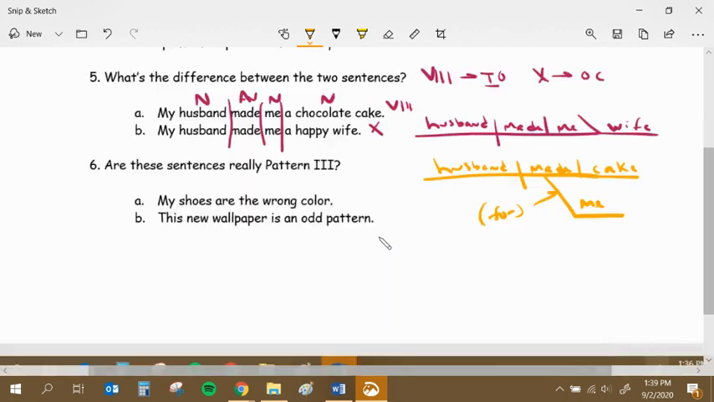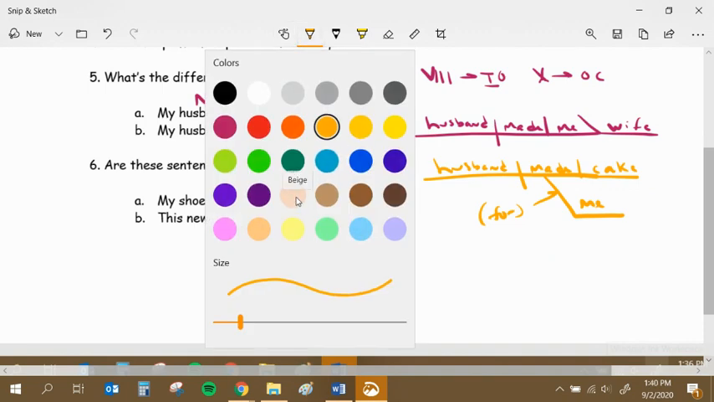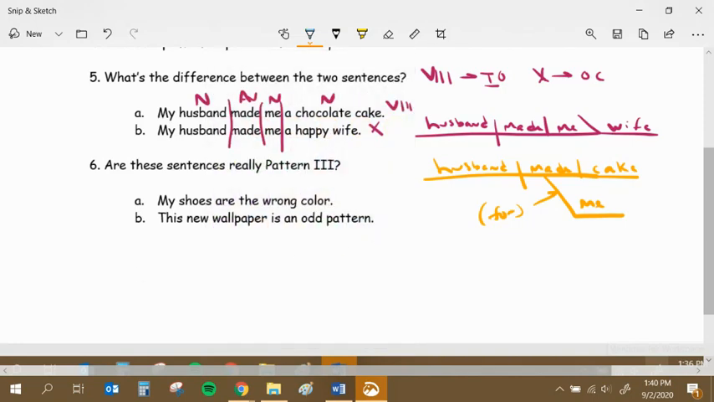All right. Last example. Are these sentences really pattern 3? Think about a pattern 3. And in order to help you think about it, I'm going to go to a color. I'm not sure about that beige. Golly, that's ugly. All right, let's go here. So we have a pattern 3. Remember, a pattern 3 is going to be a noun, a to be verb, and then a noun. This is a noun phrase 1, and this is a noun phrase 1, where this noun phrase 1 is renaming this noun phrase 1. All right, so my shoes are the wrong color. I know it's a noun because of the word the.